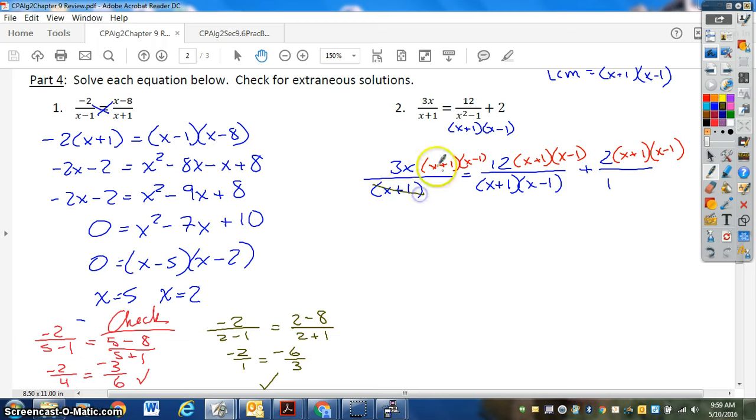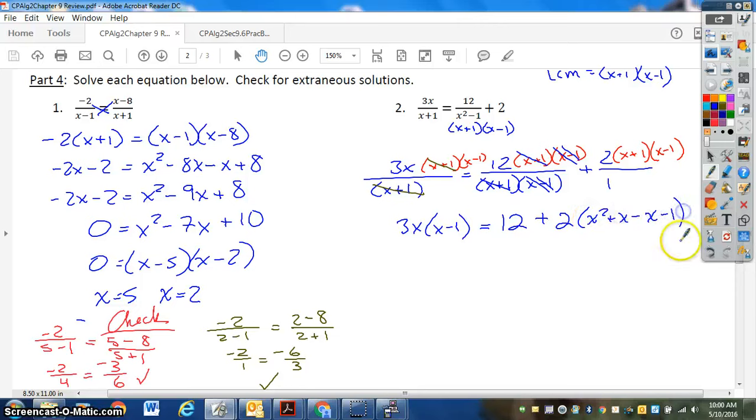As far as canceling goes, what do we have left? We have 3x times x minus 1 equals, what cancels out? Him with him with him, nothing but 12 left. Plus, nothing cancels out here. So I'm going to FOIL this one. This is x squared plus 1x minus 1x minus 1. Distribute in, 3x squared minus 3x. This is 12 plus. These cancel out, so 2x squared minus 2. Don't even need that parenthesis anymore.